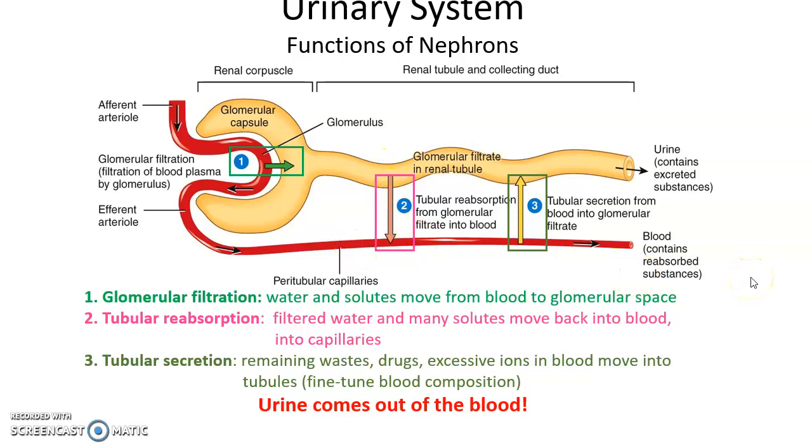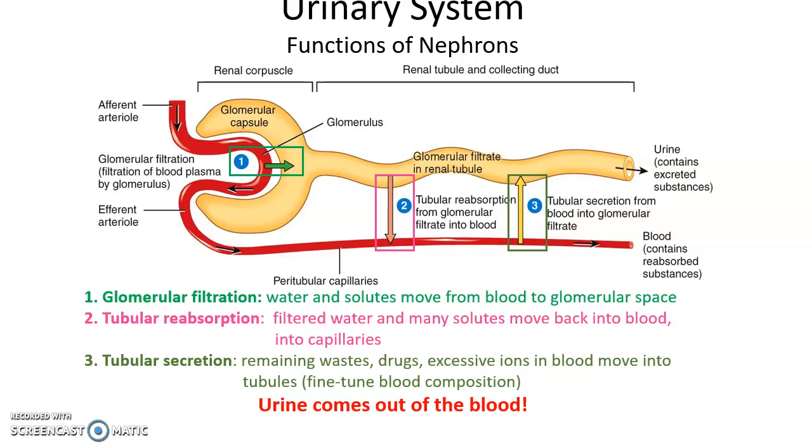And then the third process, of course, is tubular secretion. Tubular secretion occurs at the end of the nephron. This is when materials in the bloodstream and capillaries return to the nephron, secreted from the bloodstream into the nephron. This can include any remaining waste in the bloodstream, drugs, any ions and other things that are in major excess. Basically, the point being to fine-tune the blood composition and then make sure it is at the proper pH.